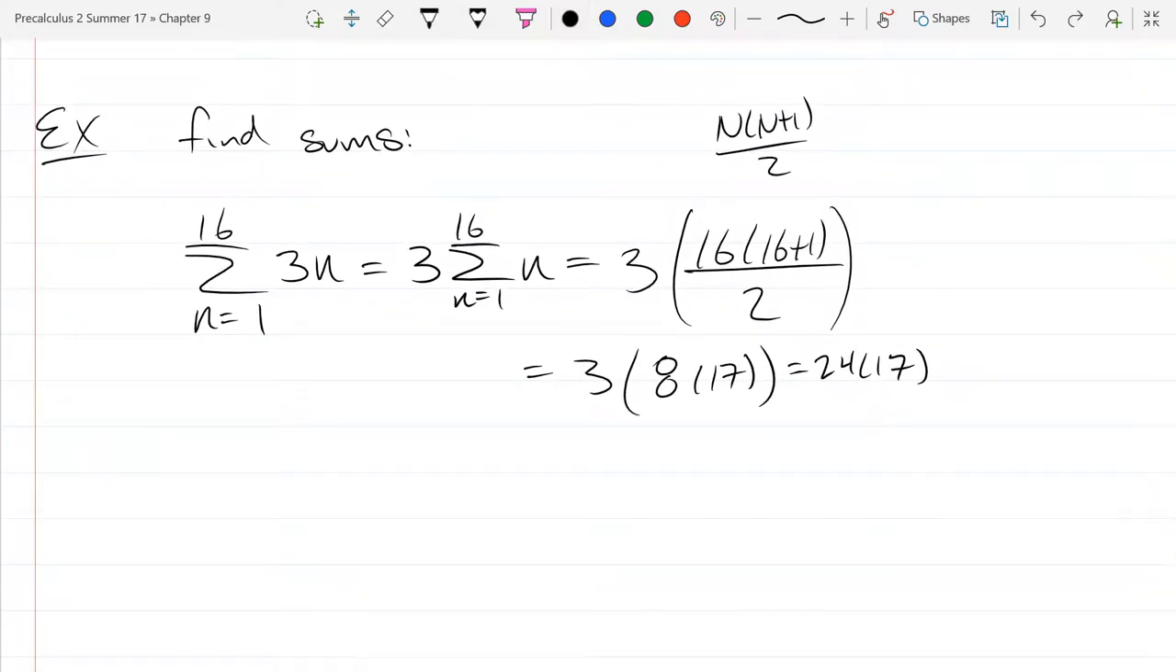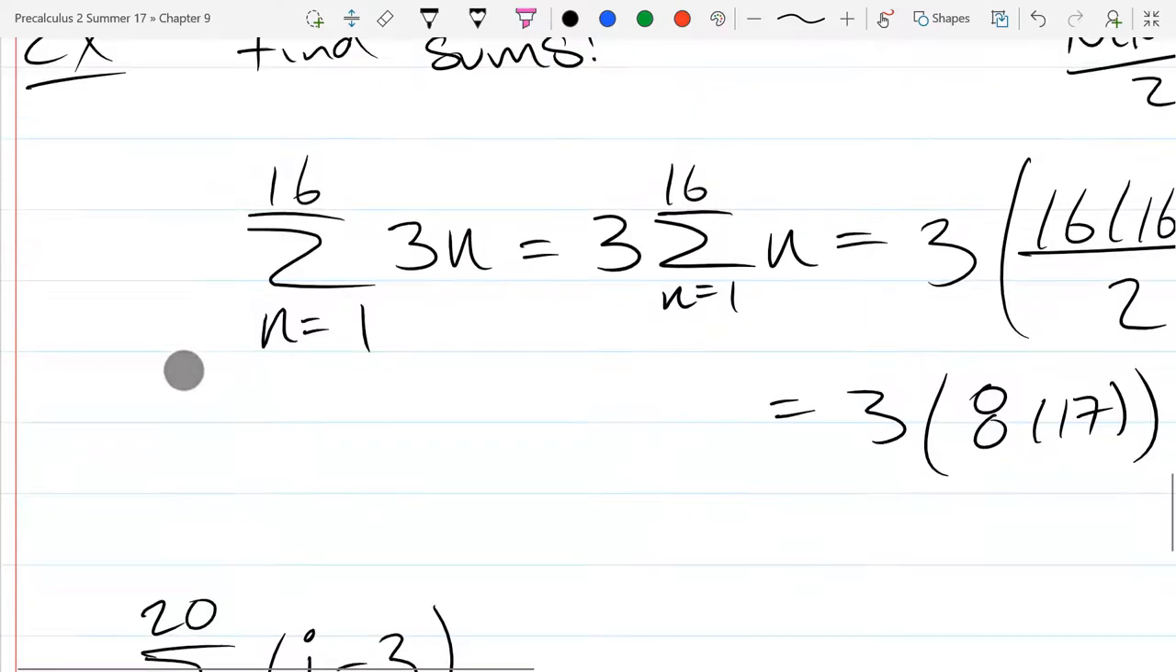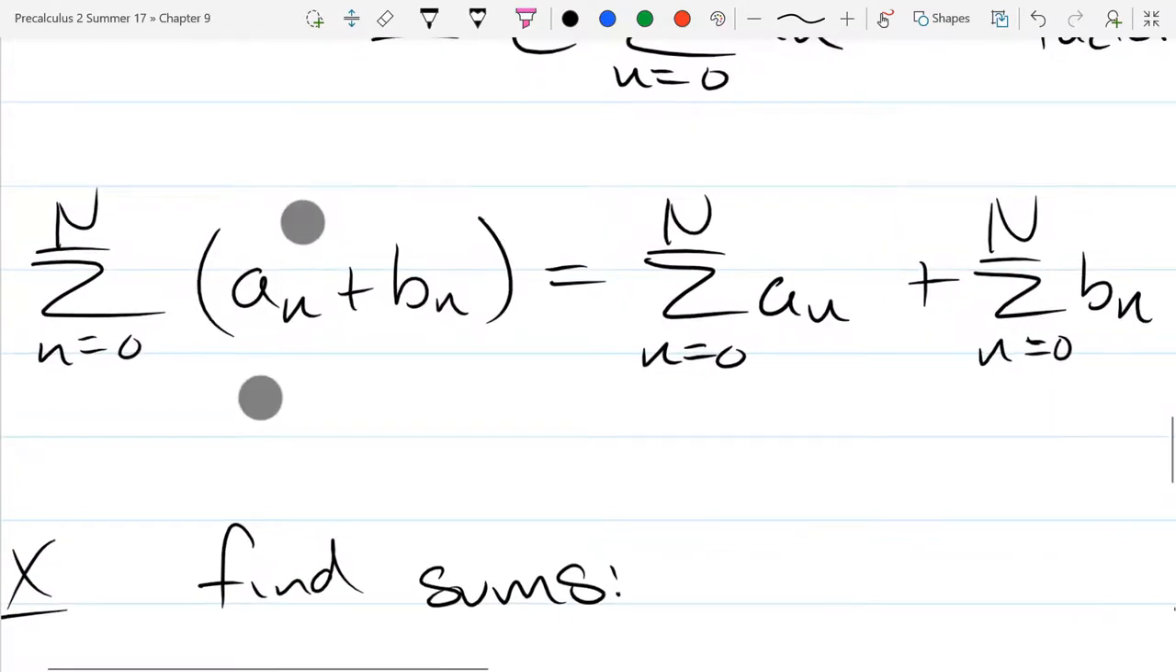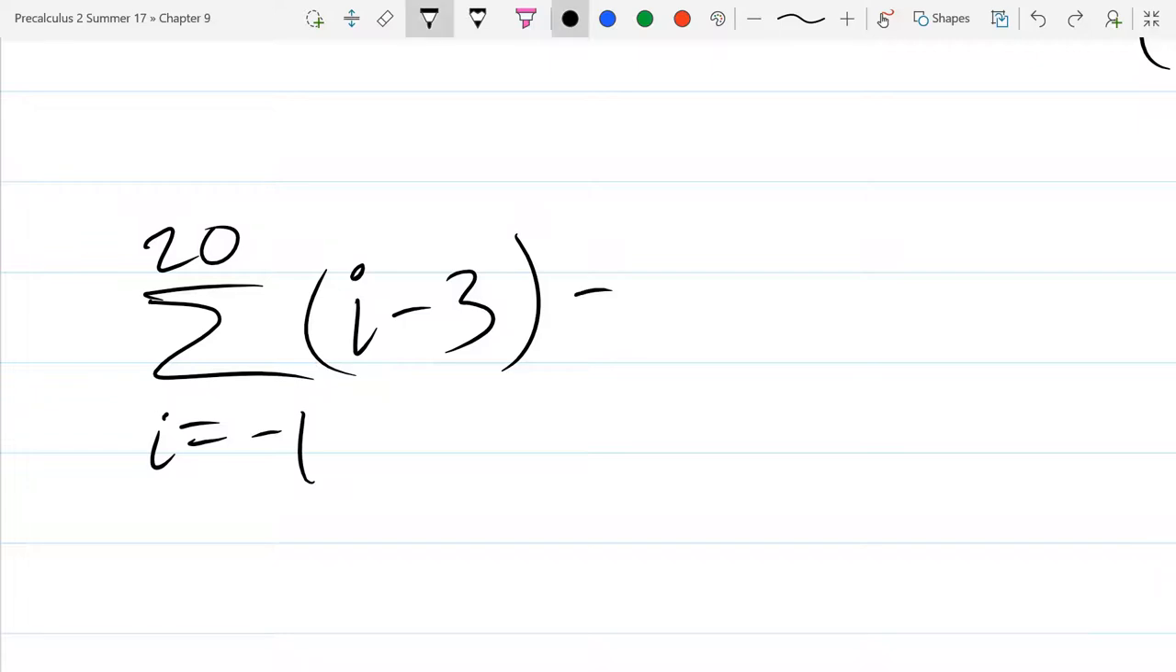That's our first sum. Our second sum, let's go i equals, let's get crazy. Okay. Well, this one's weird. We have an i minus 3. So we don't have anything to factor, but we're going to reorder. And we're using the second property here. So what I'm going to do is basically break this apart. There's a negative sign, so we got to keep that there.